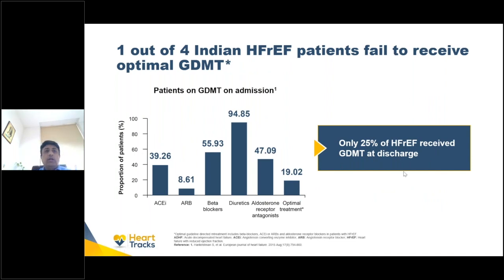So 1 out of 4 Indian heart failure patients with reduced ejection fraction fail to receive optimal guideline-directed medical therapy. And when we look at the drugs which we are giving in these heart failure patients, diuretics are given to almost all of these patients, but all other drugs are given in the tune of around 30 to 50%. So there is a big lag in giving optimum medical management to these patients.